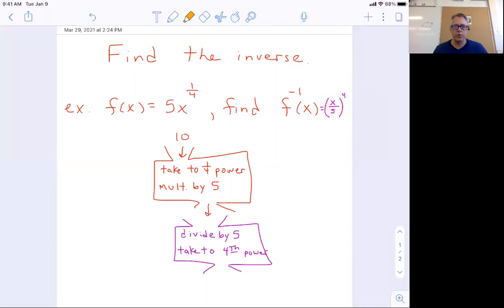Okay, now order of operations are really important. We have to divide by 5 first because we have to undo this first. And then we take the whole thing to the 4th power because we have to undo this part.